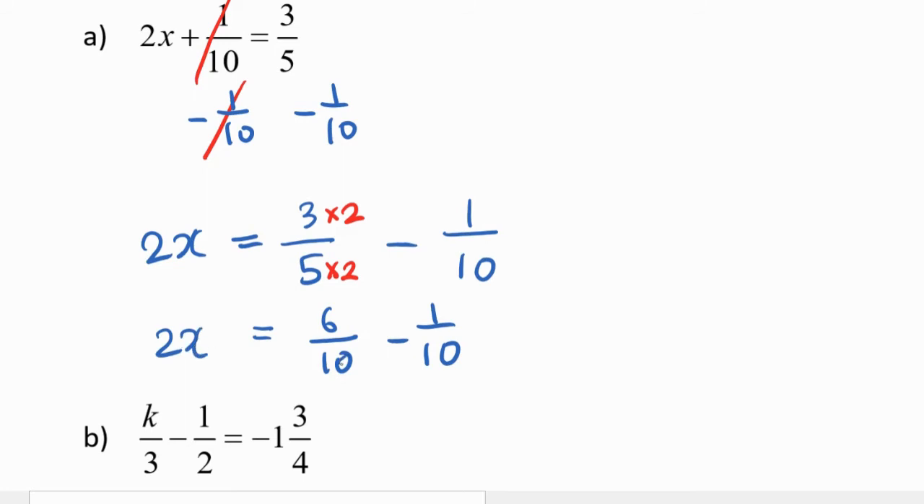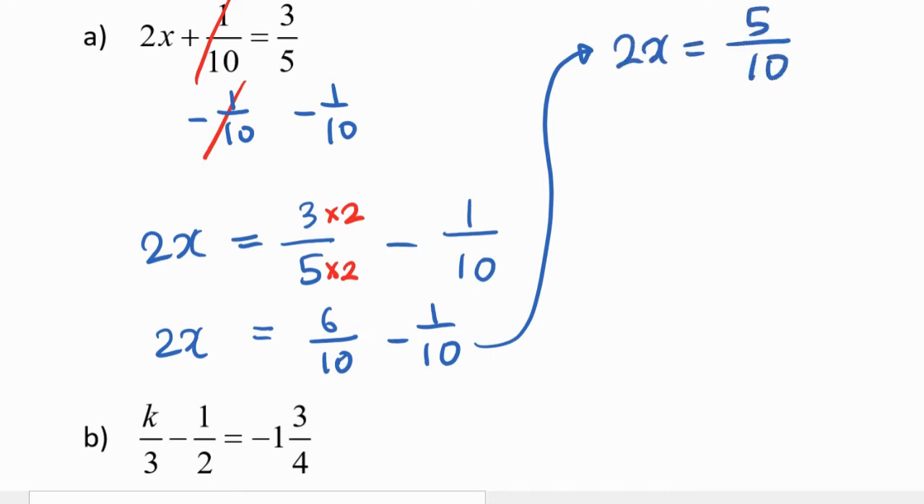So what is 6 over 10 minus 1 over 10? That is 5 over 10. So I'm going to move this over here. 2x equals 5 over 10. Alright. Let's reduce this. That is 1 over 2. When we rewrite this, that is 2x equals 1 over 2.